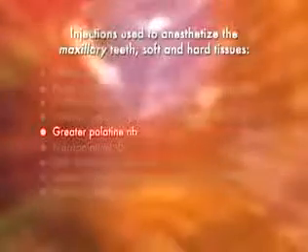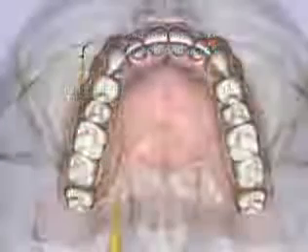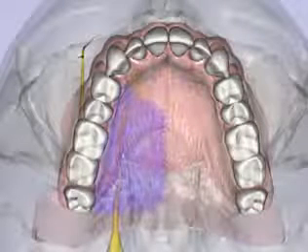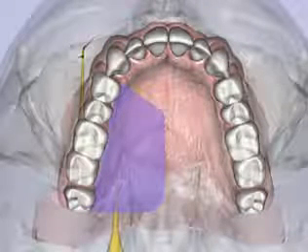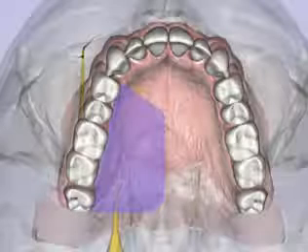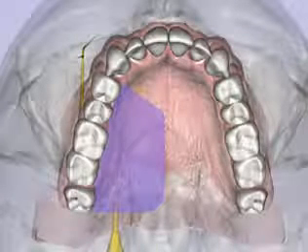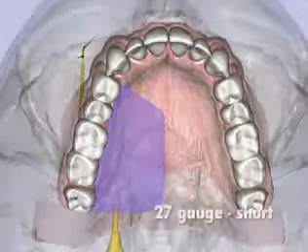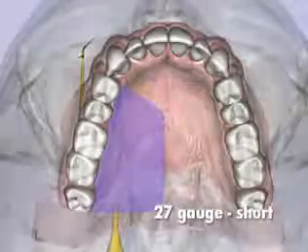The greater palatine nerve block, also known as the anterior palatine nerve block, provides anesthesia to the posterior portion of the hard palate and its overlying soft tissues, anteriorly as far as the first premolar and medially to the midline.